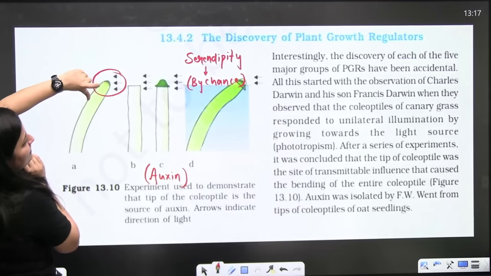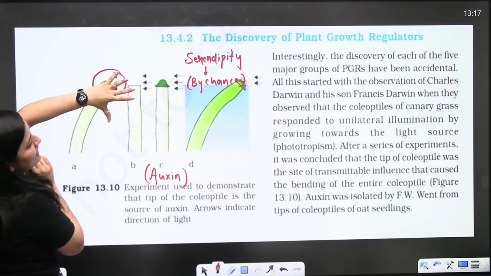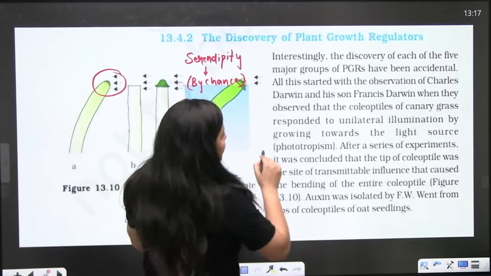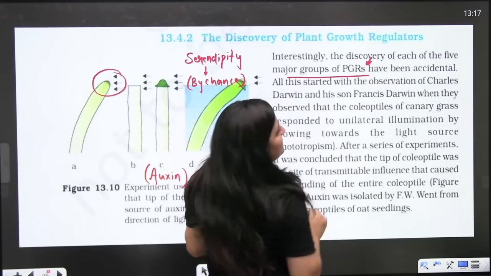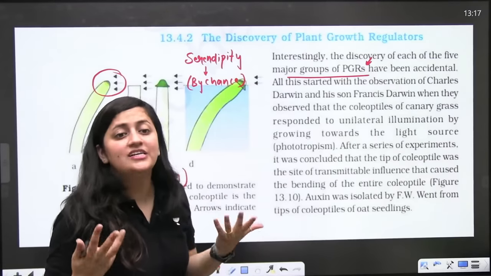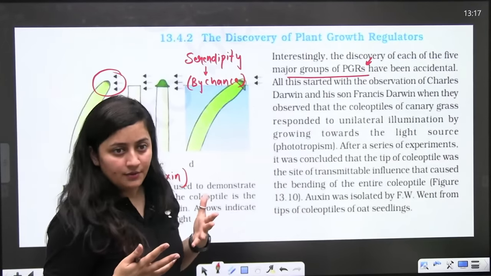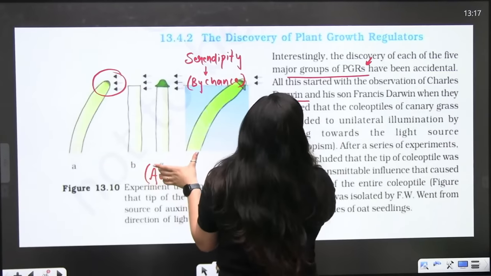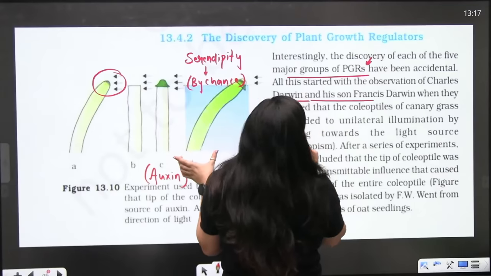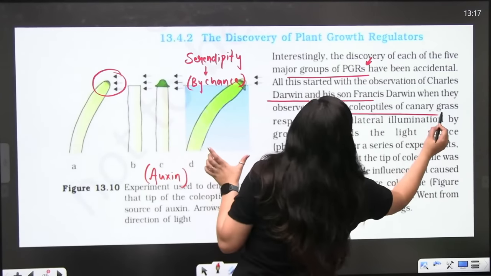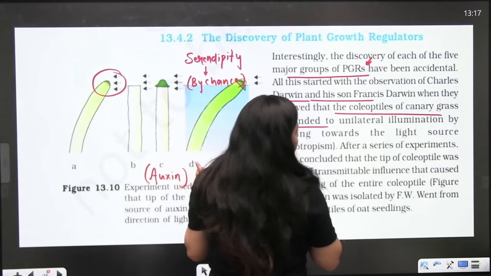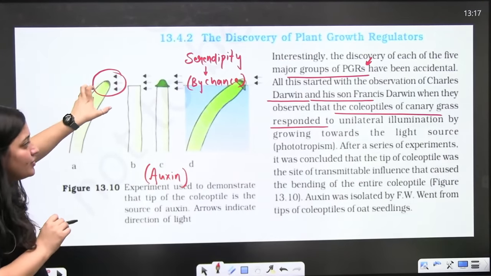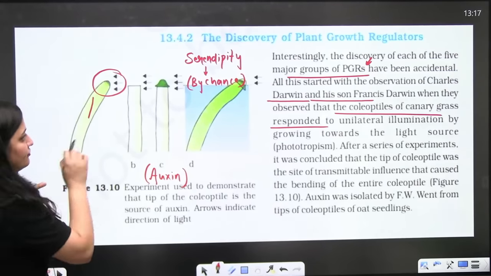Here, this tip, the coleoptile, will be removed, and then we have to observe how things are forming. The discovery of all the PGRs is accidental. Serendipity, a by-chance discovery. When it comes to the discovery of auxin, Charles Darwin and his son Francis Darwin observed the coleoptiles of canary grass. They observed unilateral, that is one-sided, illumination leading to growth towards the light source, phototropism.